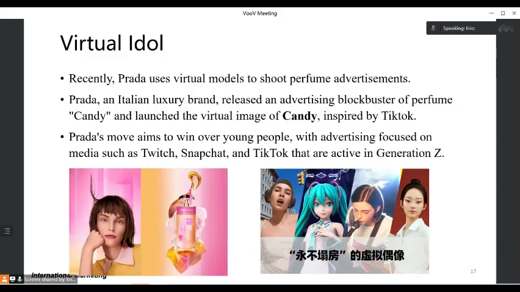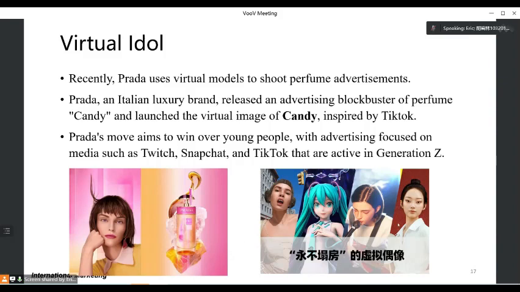The idols are not good. They have some moral problems like that. So there is a trend of brands wanting to use virtual idols. Virtual idols, just like this. This one is the product, a candy. It is created by electronic technology. It's a virtual idol.